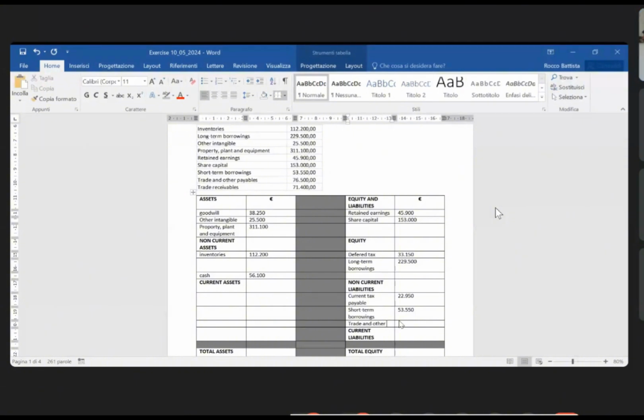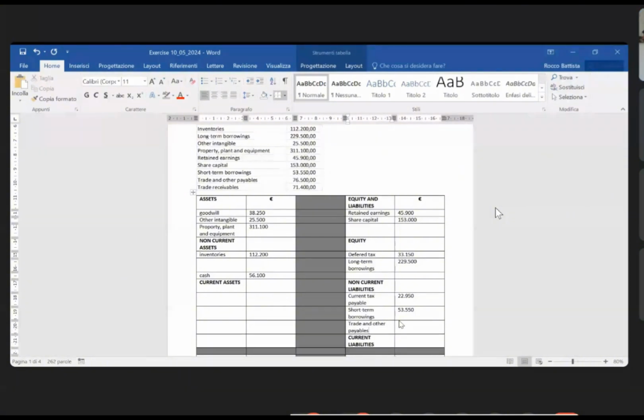Sir, I'm a bit confused. Maybe I'm wrong, but in the table it's written non-current liabilities, and we are writing the current liabilities there. I don't understand, because the current liabilities is down, so it's a bit confusing.